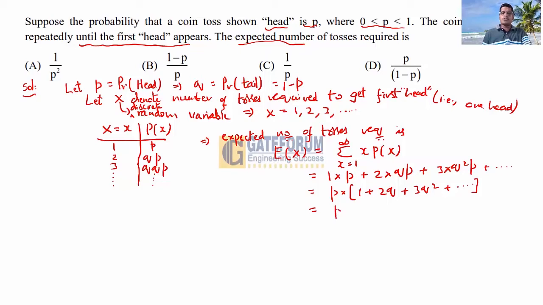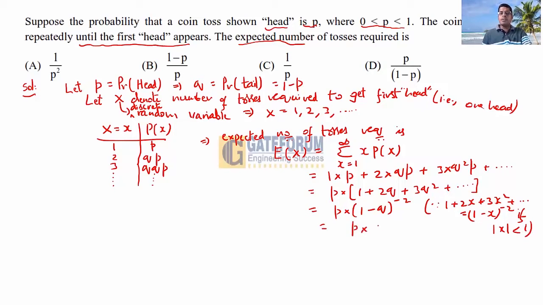So it looks like 1 plus 2x plus 3x square etc. is 1 minus x whole to the power minus 2. Since 1 plus 2x plus 3x square plus so on, by binomial expansion or Taylor series, is equal to 1 minus x whole to the power minus 2 if x lies between minus 1 and 1, that is mod x less than 1. So this is p, with 1 minus q being p, so p to the power minus 2, which simplifies to finally 1 upon 1 by p.